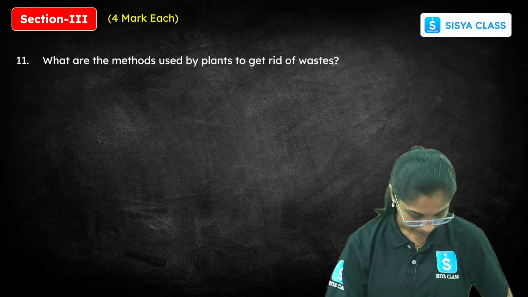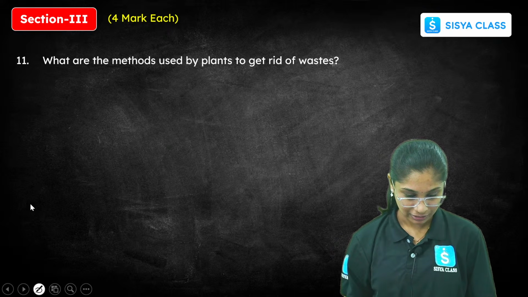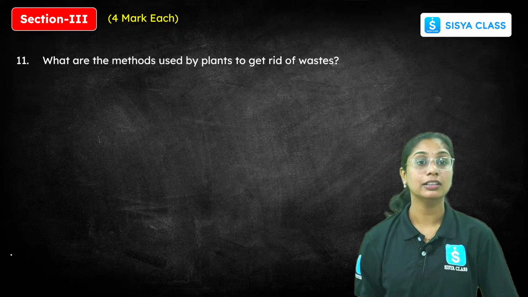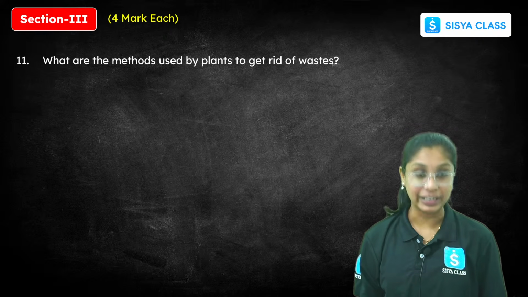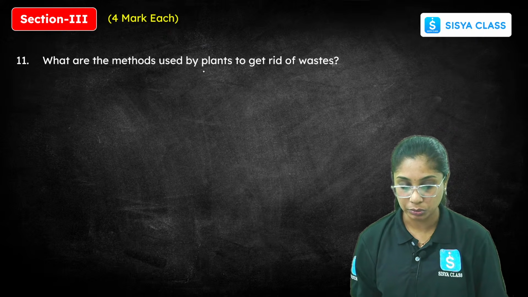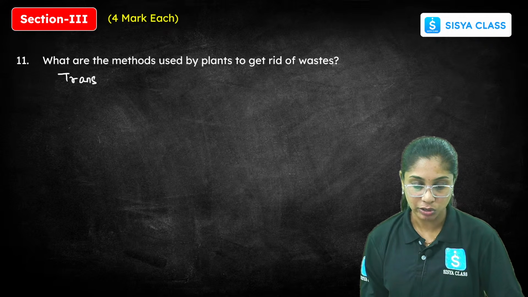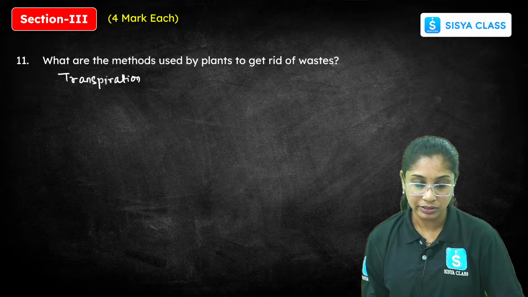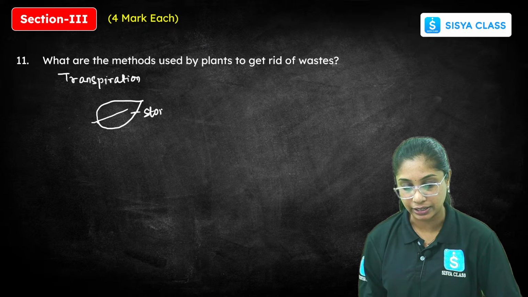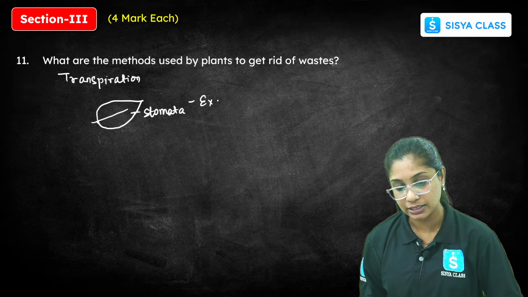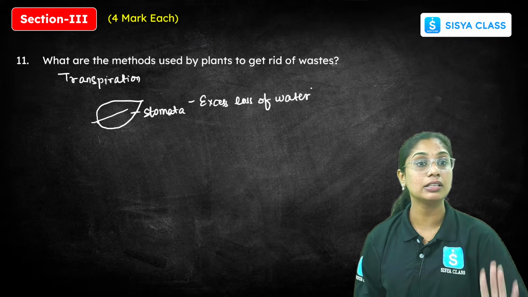Hello everyone, hello. Okay, fine. So what are the methods? All right, fine. So there are various methods through which plants dispose of their waste, right? One of them is transpiration. What is transpiration? Transpiration is the loss of excess water from the surface of the leaf through the stomata, right? So this is the excess loss of water into the atmosphere. This is one method.